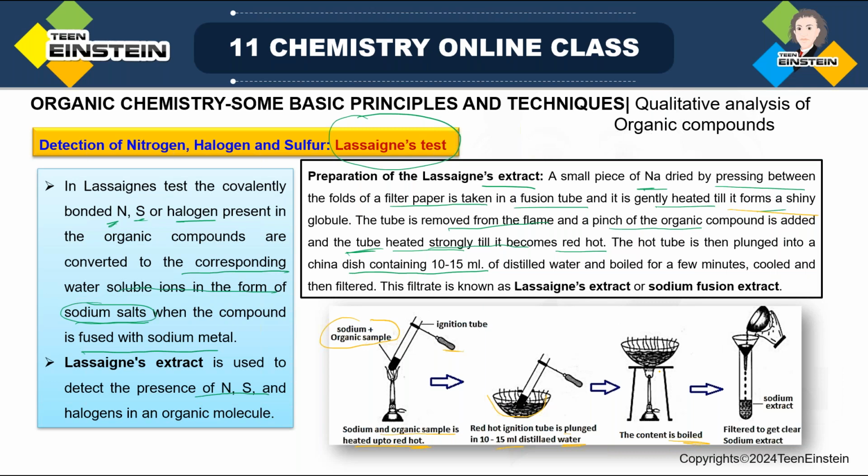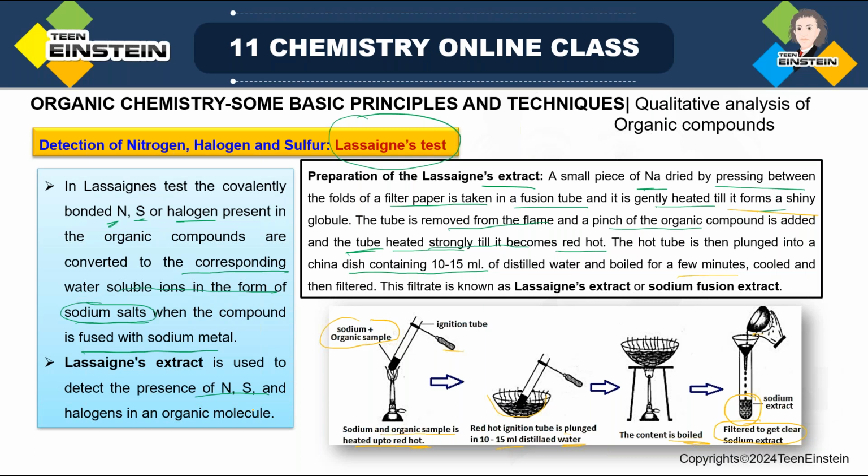Now you have to boil it and reduce the volume to some extent. Boil for a few minutes, then you cool it and you have to filter it because there is also already some broken part of glass, some impurity may be there. So you do the filtration and you get this clear sodium extract. And this extract you have to use for all the tests related to nitrogen, sulfur and halogen. And this filtrate, we call it fusion extract or Lassaigne extract. So there are different names that we use for this extract.